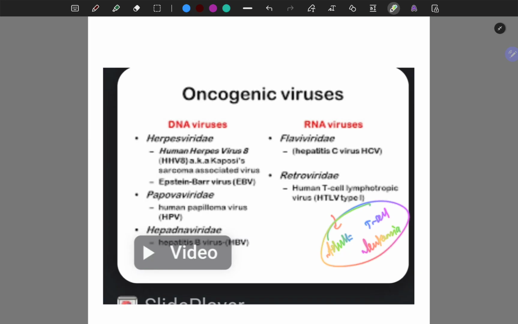These are human T-cell lymphotropic virus. Hepatitis C virus causes hepatocellular cancers. Right.